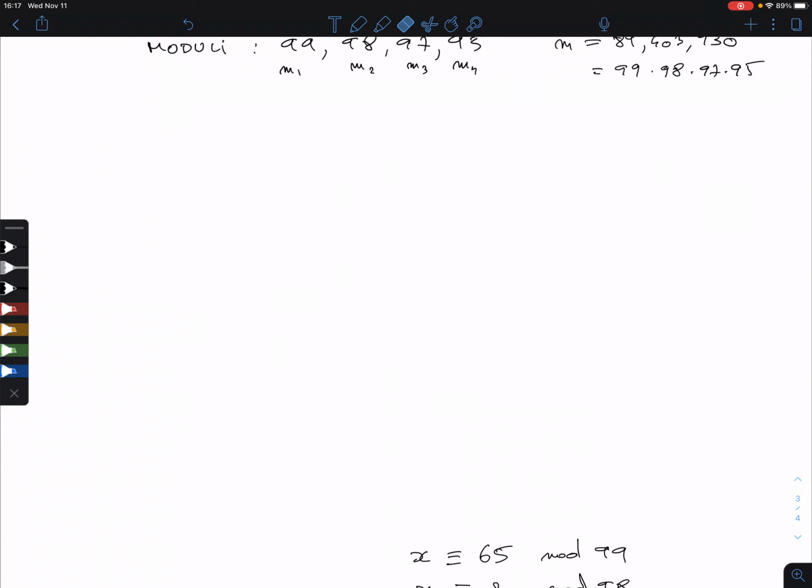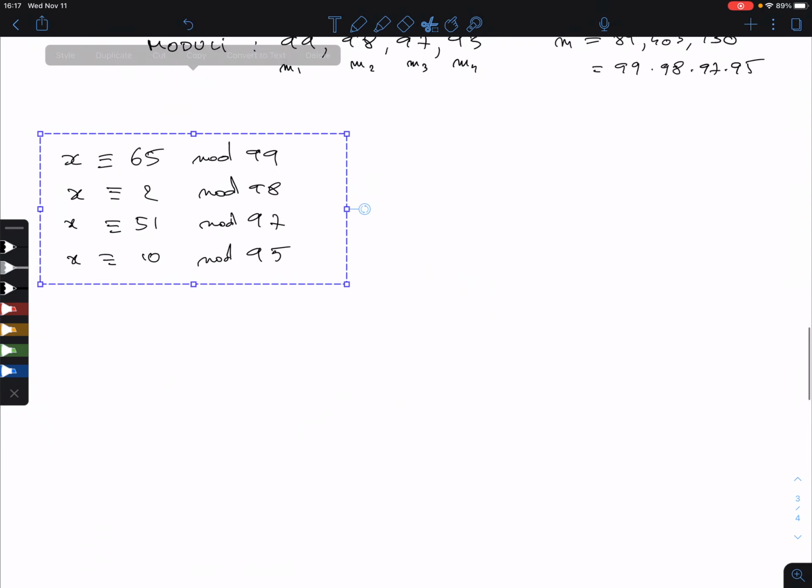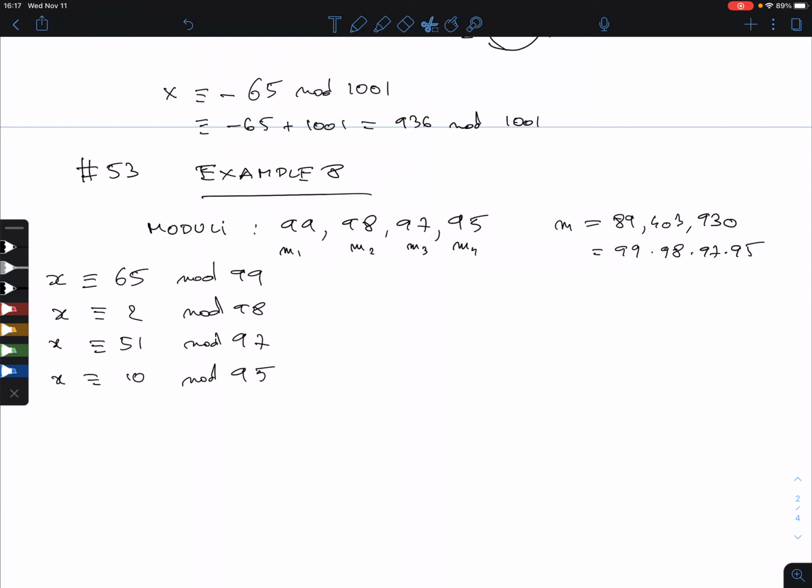So this is the one that was solved. Let me put that back up all the way here. Okay, so now we do the Chinese remainder theorem. We already have our moduli. We have found m. So the next thing to do is to calculate the Mi's. So what is M1? Now this is unfortunate because now these are the products of the remaining moduli, so these are big numbers. So this is 98 times 97 times 95.